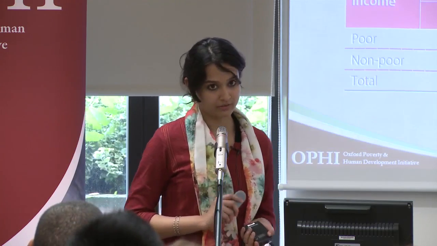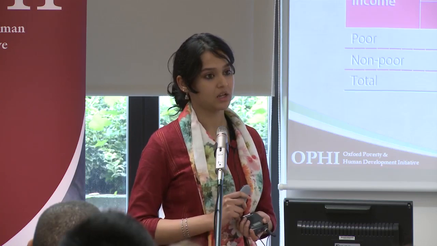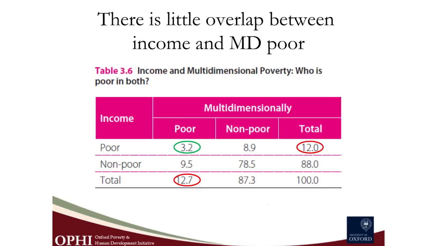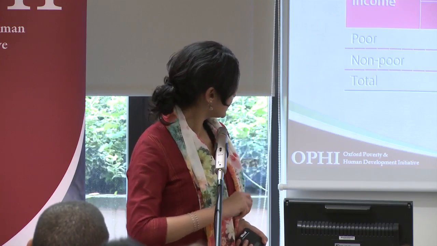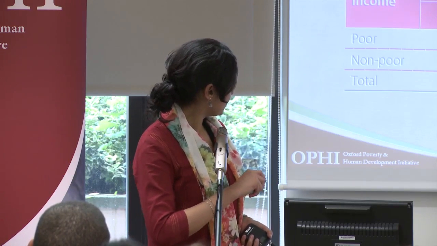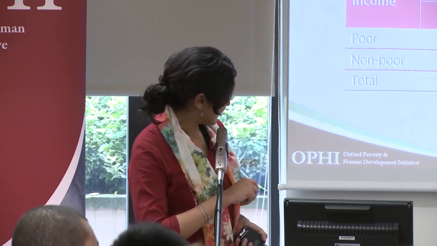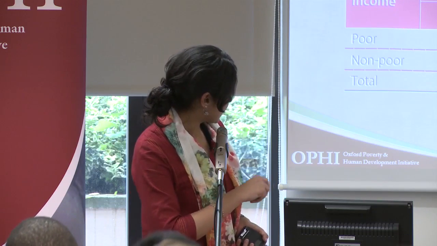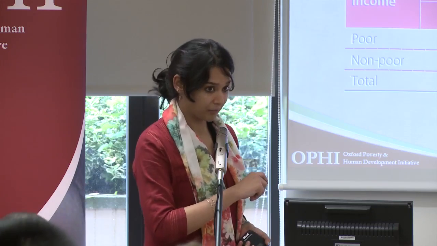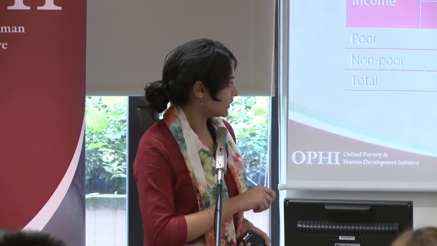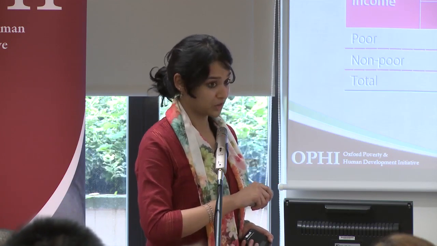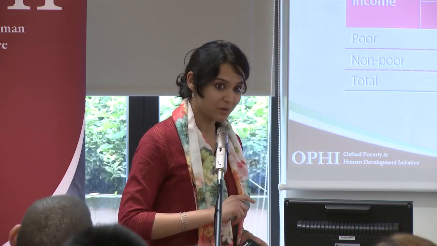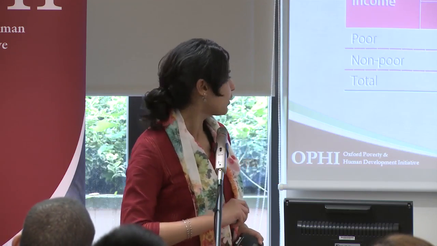And the other very interesting fact about Bhutan is the comparison between the income headcount and the multidimensional poverty headcount. This is just to show that these are the people who are identified as poor according to the multidimensional poverty index, and these are the people who are identified as poor in terms of income. The income poverty headcount for Bhutan for 2012 was 12%, and the multidimensional poverty headcount for Bhutan in 2012 was 12.7%.